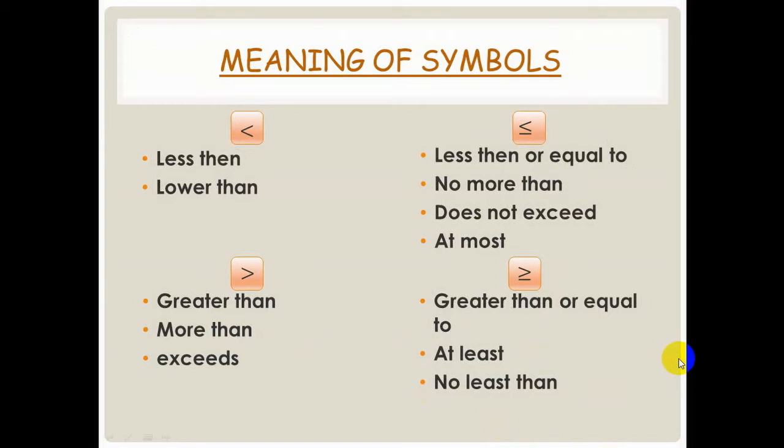Okay, before we talk deeper about that, we need to know the meaning of the symbols. The symbol less than is equal to lower than. Less than or equal to means no more than, doesn't exceed, or at most. Greater than is equal to more than, and exceed. Greater than or equal to is equal to at least, or not less than. So you need to remember the meaning of these symbols, everyone.